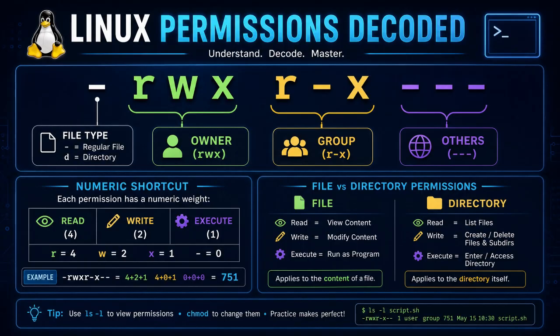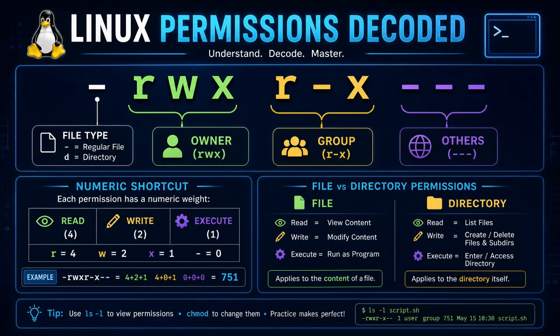Now here's something that trips people up. The same 3 letters, R, W, and X, mean different things depending on whether they sit on a file or on a directory. On a file, read lets you view its contents, write lets you modify or overwrite it, and execute lets you run it as a program or script. On a directory, though, read lets you list what's inside it. Basically, run ls. Write lets you create, delete, or rename entries inside it, and execute lets you actually enter the directory with cd and access things inside it by name.